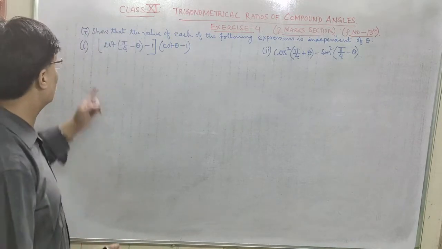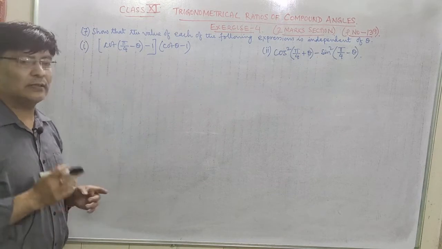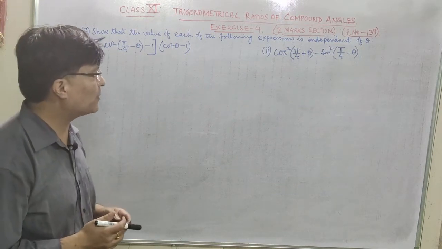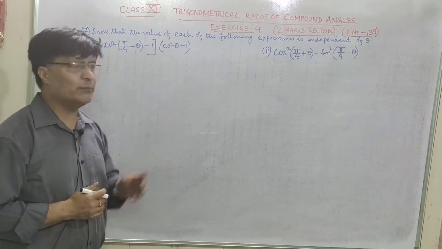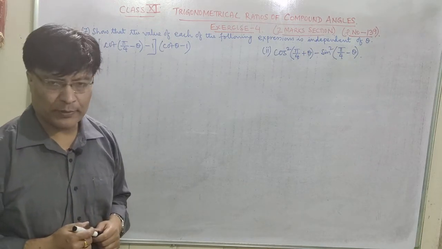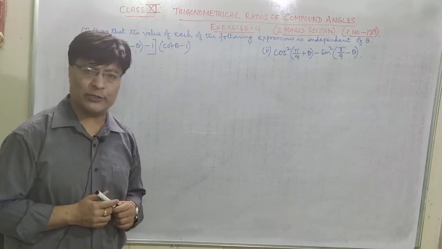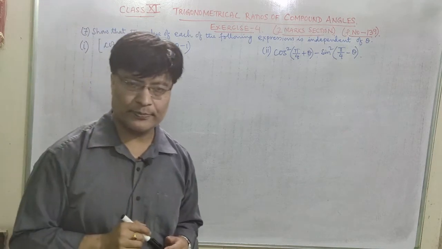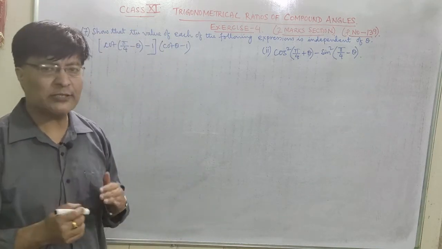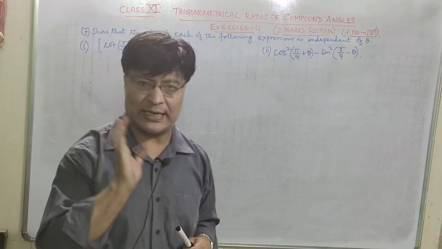So now we'll do the next question, that is question number 7. You have to prove that the value of each of the following expressions is independent of theta. So what is the meaning of independent of theta? After simplification of the given expression, there should be no term containing theta.